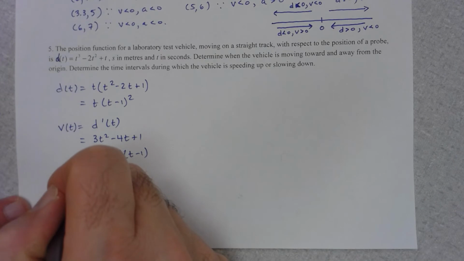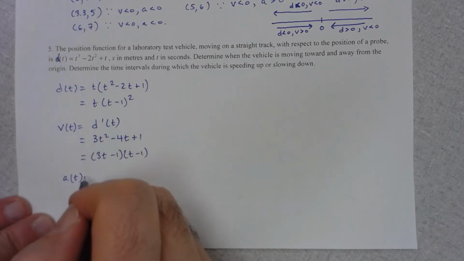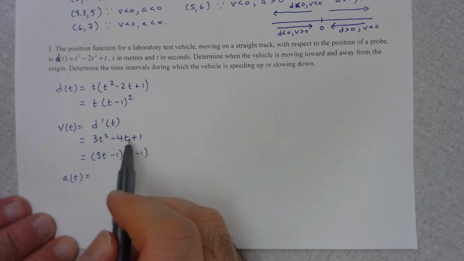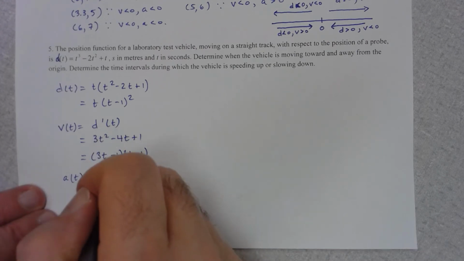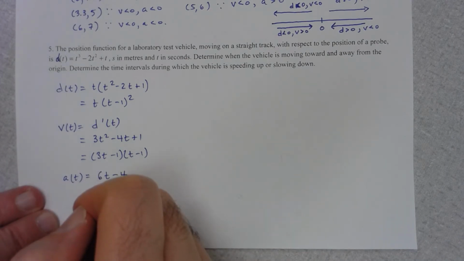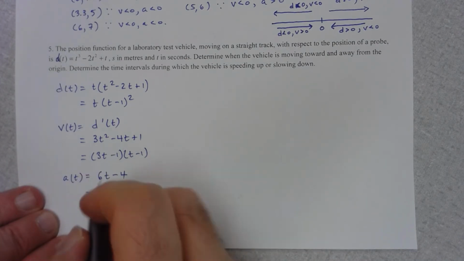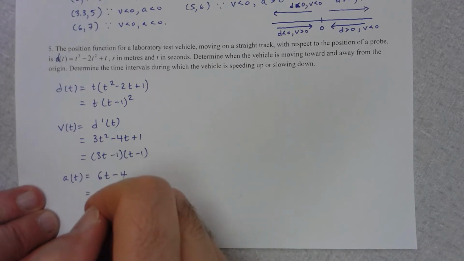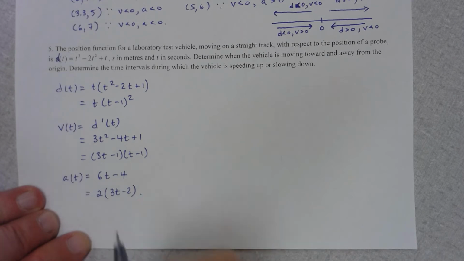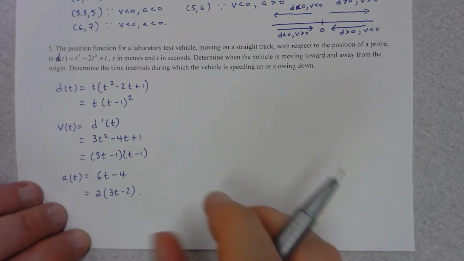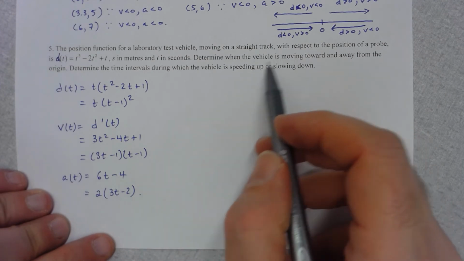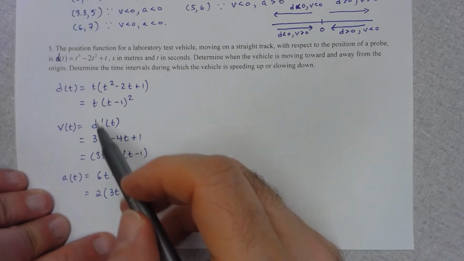And now let's find the acceleration, which is just the derivative of the velocity function. So let's take the derivative from this one here. We end up with 6t minus 4. All right, and if we want to factor this out, factor out a 2, and what do we have? We have 3t minus 2. All right, now in order to determine the answers to these questions, it's all about comparing the signs.